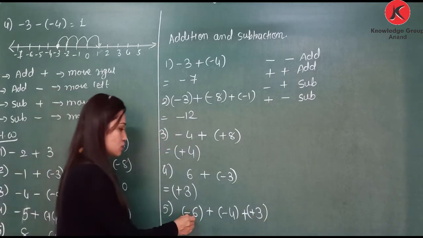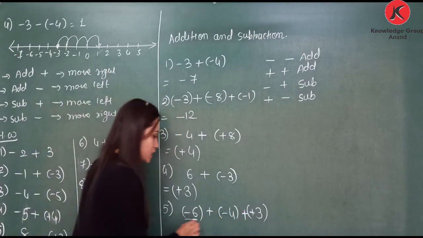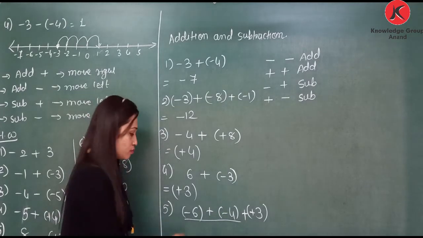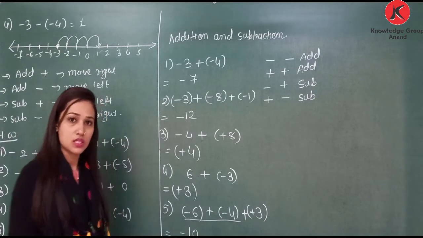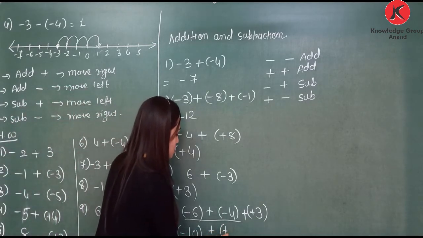Now here you can see two numbers are negative, one is positive. So first we solve the negative numbers. 6 plus 4 is minus 10 because 6 is the greater number, and the sign of 6 is minus, so the answer is also minus 10, plus 3.